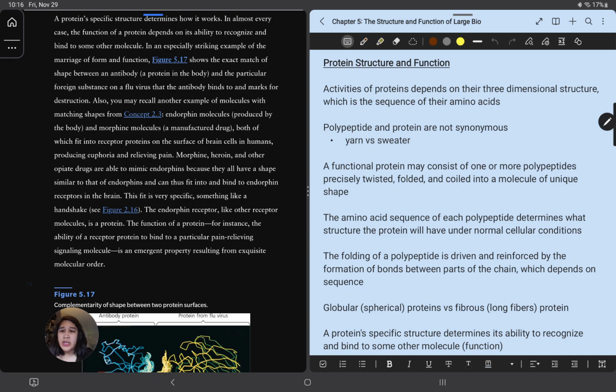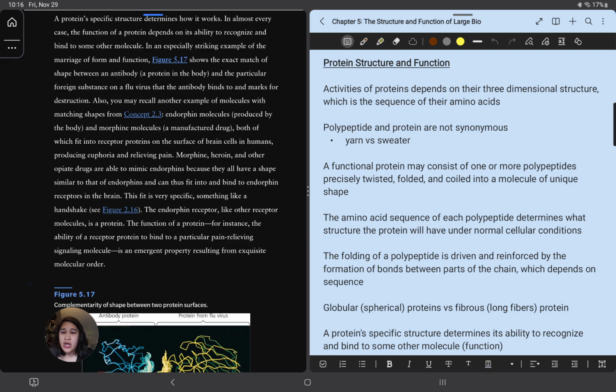A protein-specific structure determines how it works. In almost every case, the function of a protein depends on its ability to recognize and bind to some other molecule. In an especially striking example of the marriage of form and function, Figure 5.17 shows the exact match of shape between an antibody, a protein in the body, and the particular foreign substance on a flu virus that the antibody binds to and marks for destruction.